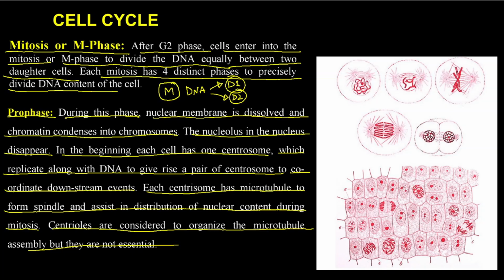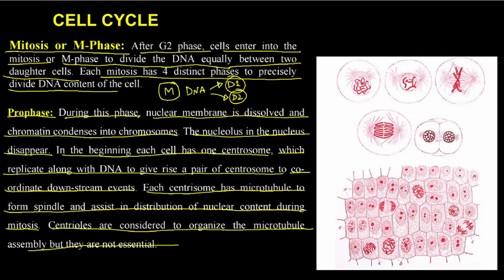After G2 phase, cells enter into the mitosis or M phase to divide the DNA equally between the two daughter cells. Each mitosis has four distinct phases: the prophase, the metaphase, anaphase, and telophase. Before cytokinesis, the M phase is further divided into the four phases: prophase, metaphase, anaphase, and telophase. So in prophase, what happens is the condensation of DNA molecule or genome.